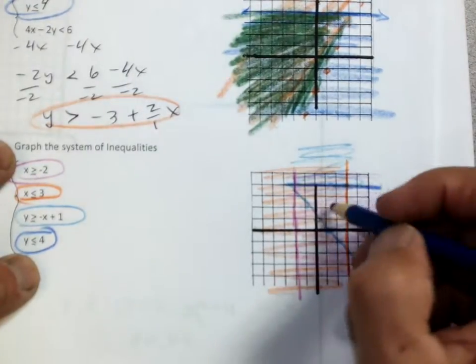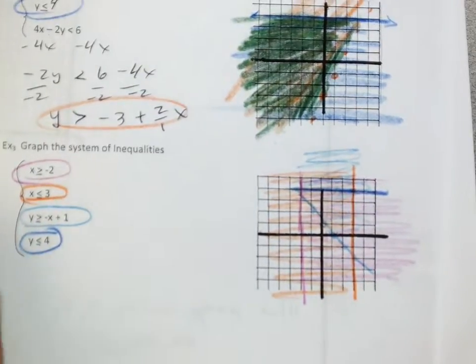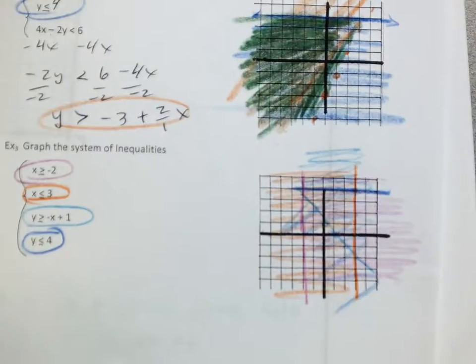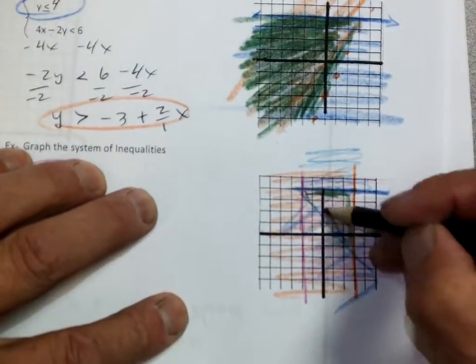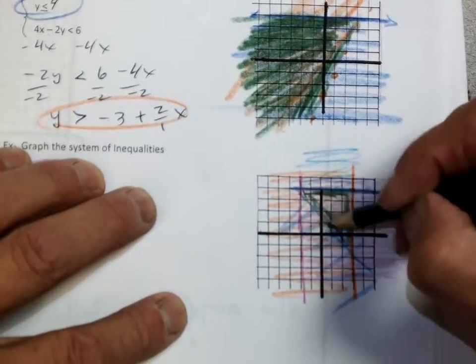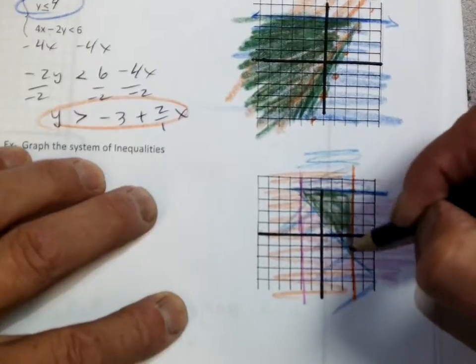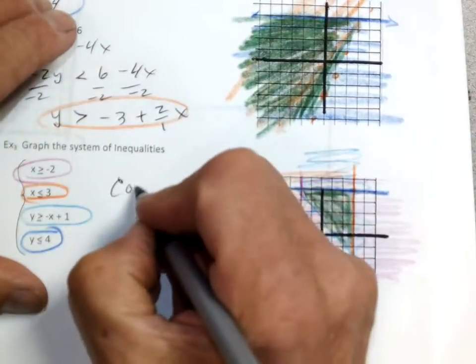So what I'm going to get in the end, when I shade this down, right, less than or equal to, is I'm going to get kind of a little trapezoid, aren't I? I'm going to get a trapezoid right in there. It's a little trapezoid. You guys see that? And it has corner points. Let's look at the corner points. It has corner points.